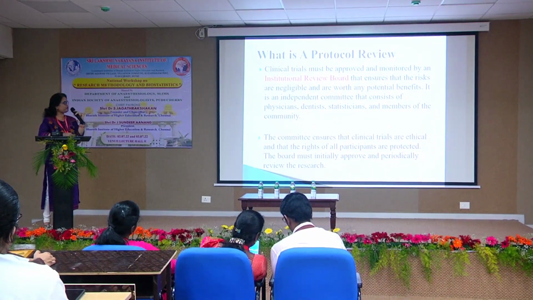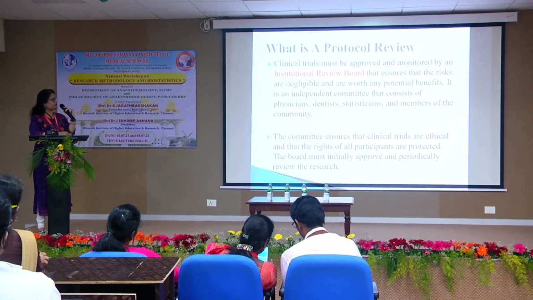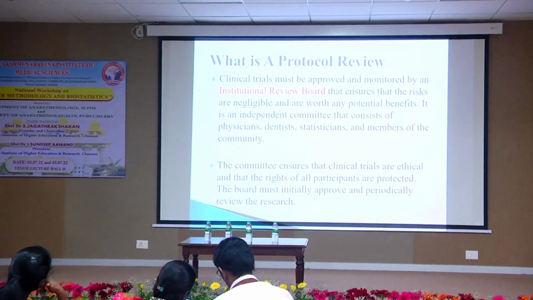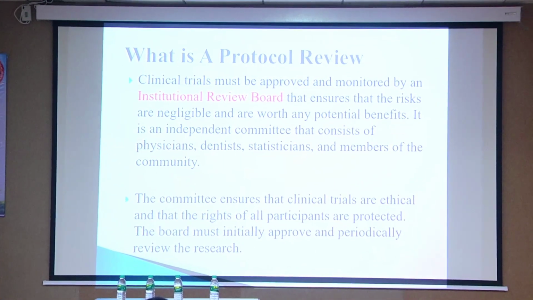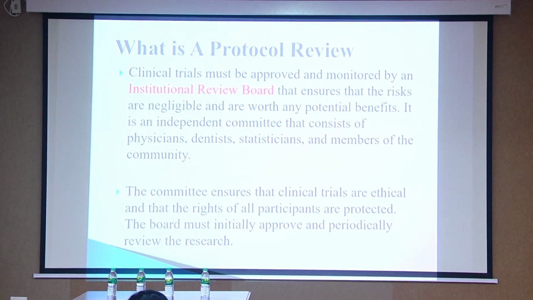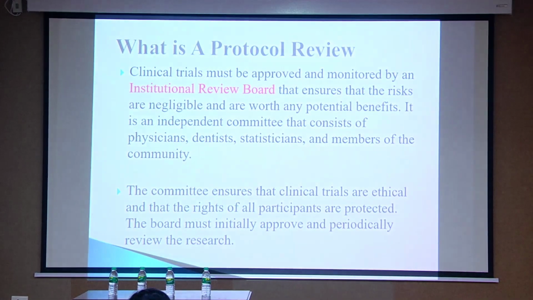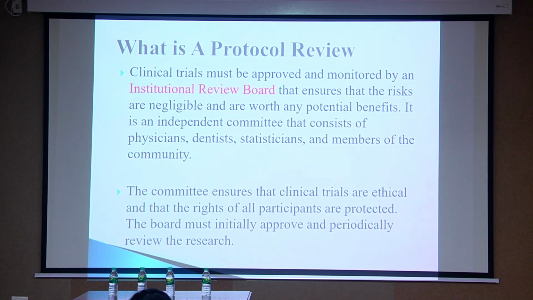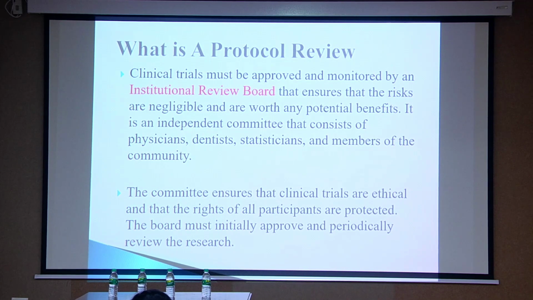Trials must be approved and monitored by an institutional review board that ensures that it should cause no harm to the research participants. That is the main thing. That's why you need to have a review. It is an independent committee that, as I have already told you, consists of various intellectual members. Whereas the ethical committee is formed by a chairman, a secretary, and members from outside, common normal people, political people or lawyers. It constitutes various bodies from different organizations. The committee ensures the clinical trials are ethical and that the rights of all participants are protected. The board must initially approve and periodically review the research.